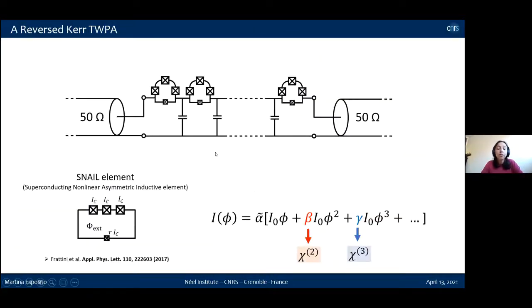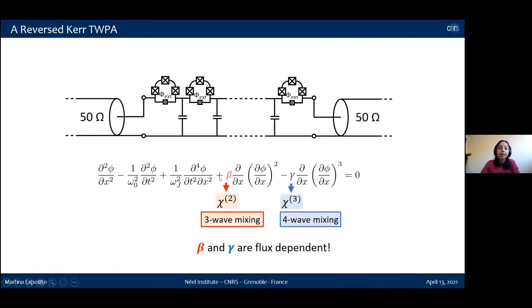So the approach we adopted is the following. This is the schematic of the device that we developed. Instead of having just a single Josephson junction in our unit cell, we now have a SNAIL. So the SNAIL element is a superconducting nonlinear asymmetric inductive element. It's composed of a loop with a small junction in one arm and three big junctions in the other arm. So this element is very nice because we can now write down the nonlinear current-phase relation, and we see that we have two components, a three-wave mixing term and a four-wave mixing term.